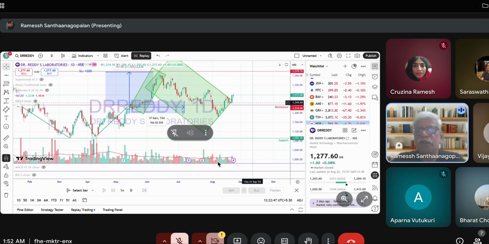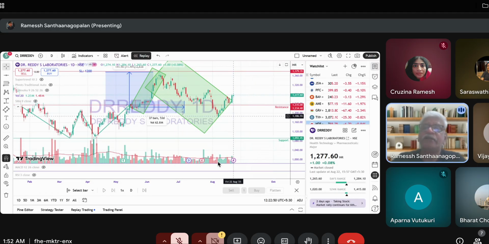So what level is it at? 1277. Keep a track of Dr. Reddy's because it has broken out from this flag pattern. Flag pattern, it has moved out.